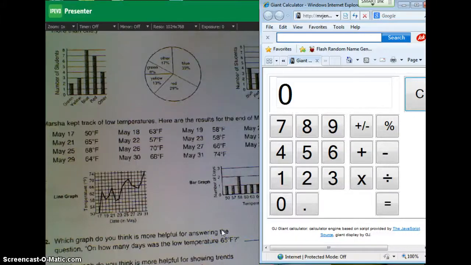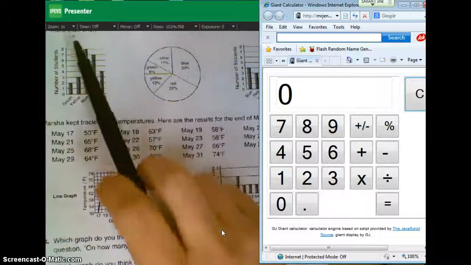All right, fifth graders, today you're going to need a calculator, so make sure you've got one before we get started. If you need to pause the video, go ahead and pause it. We're looking at different types of graphs. This should be a bit of review.